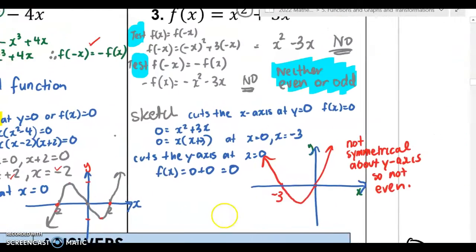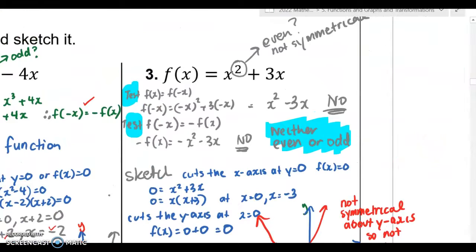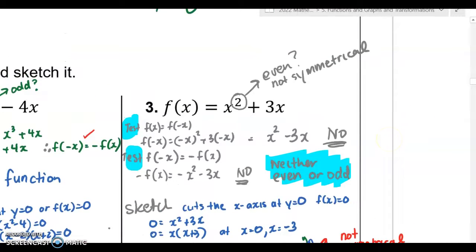Okay, lucky last. And we didn't get this one done in class the other day. f of x is equal to x squared plus 3x. Now, I've circled it and I've put an arrow across the 2 and said, oh, I think it's even. It's actually not going to be, but we don't know that yet. So let's check for even.